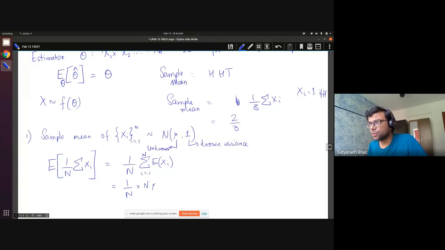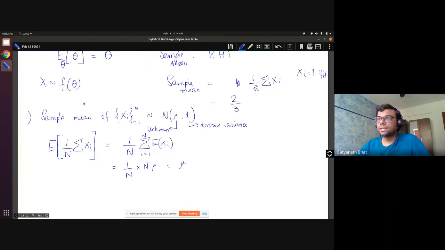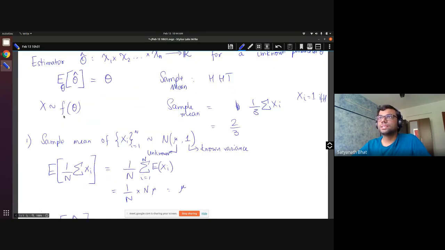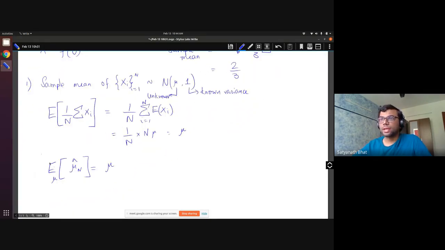So basically, what happened here? We were taking expected value of mu n hat, this is what is called the estimator for the sample mean. Okay, and then it turned out to be mu, the unknown parameter. So this is what essentially we meant when we said that the estimator is unbiased. When you take expected value with respect to any parameter mu, and you look at the sample mean estimator defined like this, you will always expect to get that mu back.